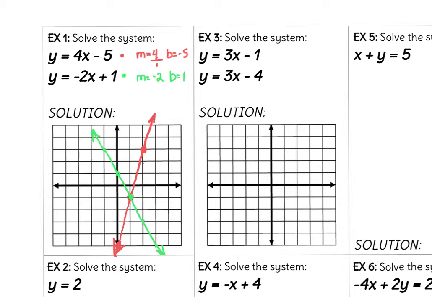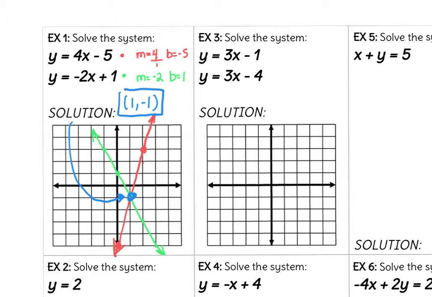So our point of intersection, or our solution, is right there. This is a one solution system. And that point is at 1, -1. So for our solution, we put 1, -1, and we draw a box around it just to make it nice and neat. That's the solution to the system.